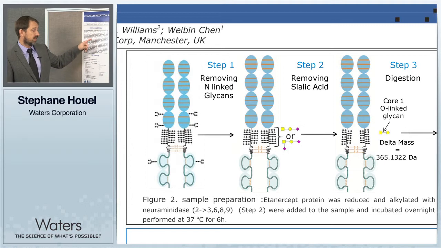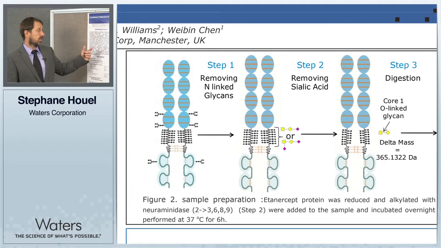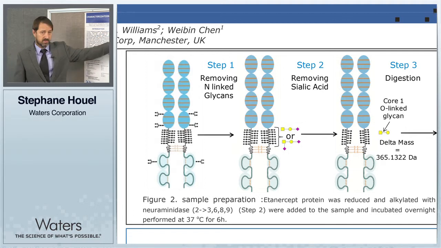Why did we choose Etanercept? Etanercept is a blockbuster drug, but it's also a great challenge in the analytical world because of all of those O-Glycosylation sites. For the sample preparation, we changed the workflow a little bit. The first step is a common one. We remove the N-linked glycan.